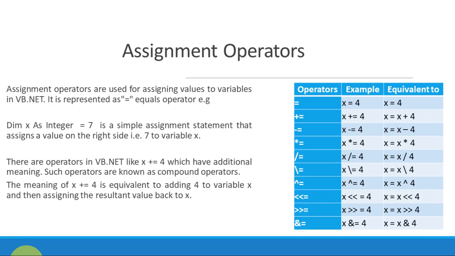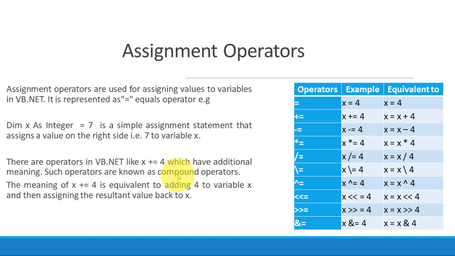This way we can write the statement. Next are the assignment operators. Assignment operators are used for assigning values to variables in VB.NET. It is represented by the equals operator. Dim x as Integer equals 7. So x is taken as a variable of type Integer and it is assigned a value of 7 with the help of this assignment operator. It is a simple assignment statement that assigns the value on the right side, that is 7, to the variable x.